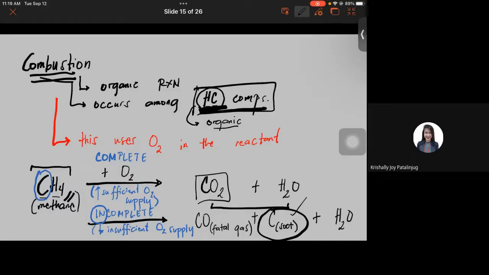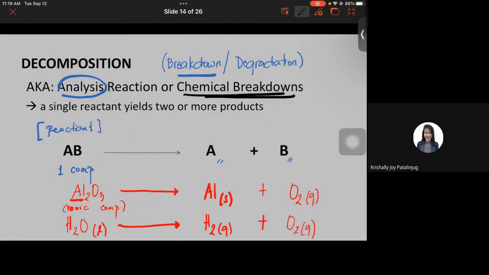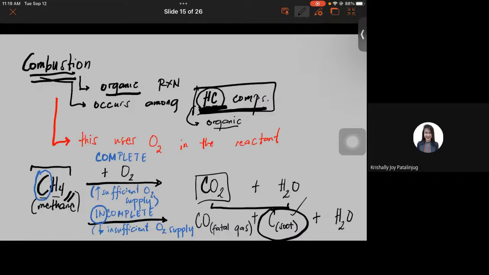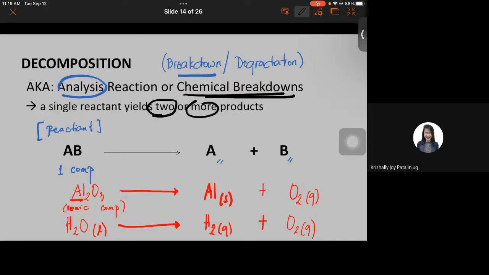Okay, so that's incomplete combustion. Hindi lahat ng carbon nasunog kasi insufficient yung oxygen supply in the chemical reaction. Okay, so that's all about combustion. It is an organic type of chemical reaction, but again, it falls under breakdown type of reaction. Meaning, what happens here is also decomposing a compound. Okay, one reactant, we decompose it producing two or more products. So that's the concept of decomposition.